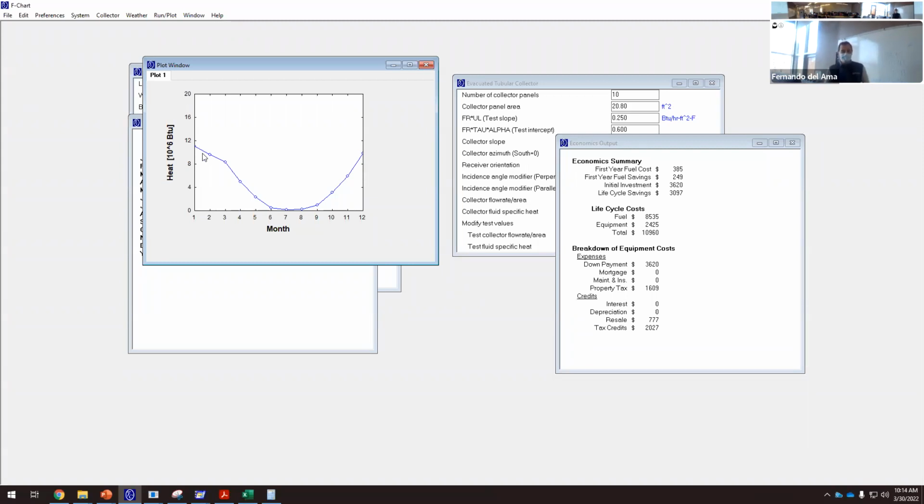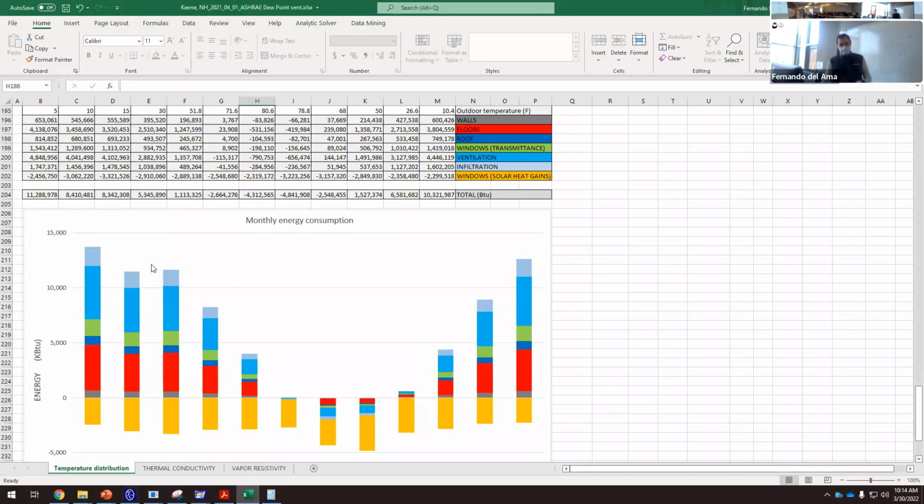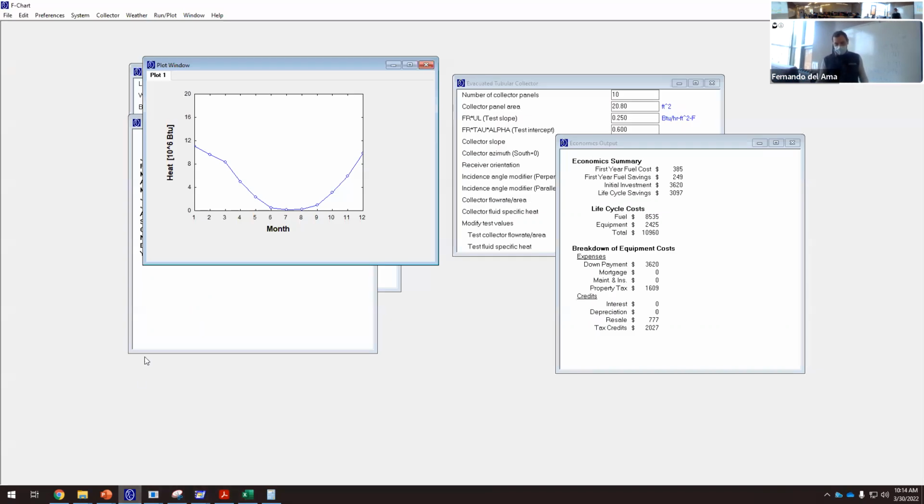So we have to check that the profile is similar, and it is. We don't have heating here in June, July, and August, and the maximum value is in January, between 10 and 15. Here the maximum value is around 12, so it's good. We can check that with 2 different software tools we have the same results. If that happens, it means that it's good. So this is the heating load that we have.